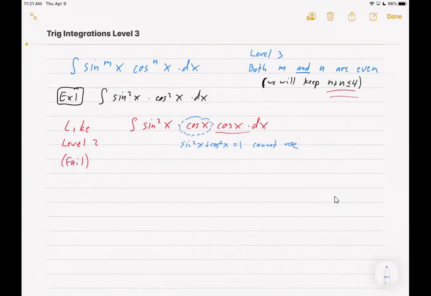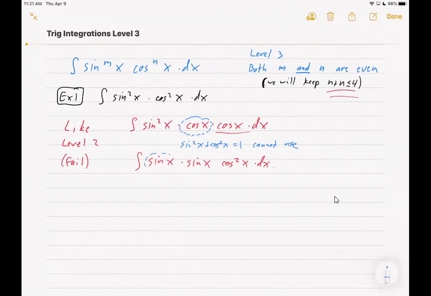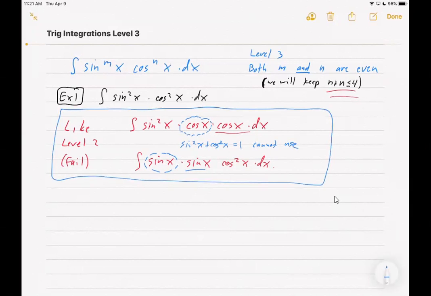All right? And if we had written it the other way, if we'd broken up the sine into sine of x times sine of x times cosine squared of x dx, same thing would have happened. You might think it's a good thing that we have a sine by itself for doing substitution, but we would come down to we can't rewrite the other factor of sine using the Pythagorean identity. So using the Pythagorean identity will just not help us here. So that doesn't work. So we need another trick, okay?